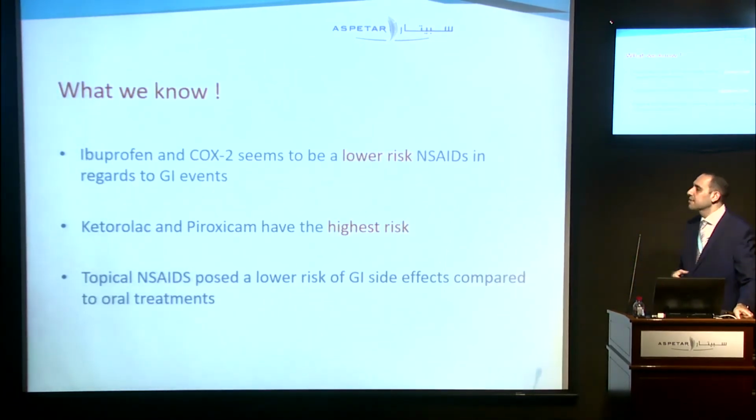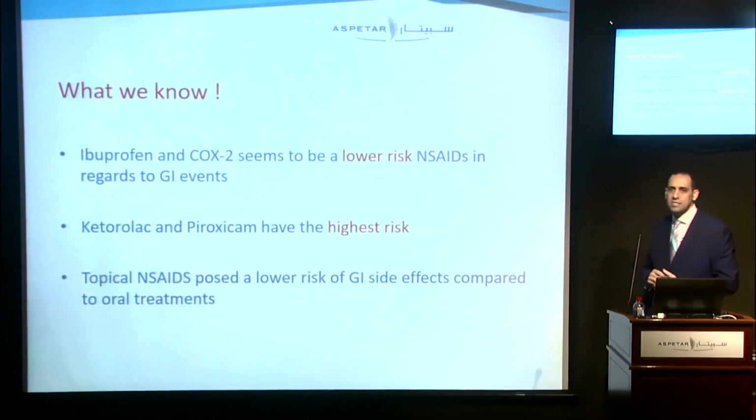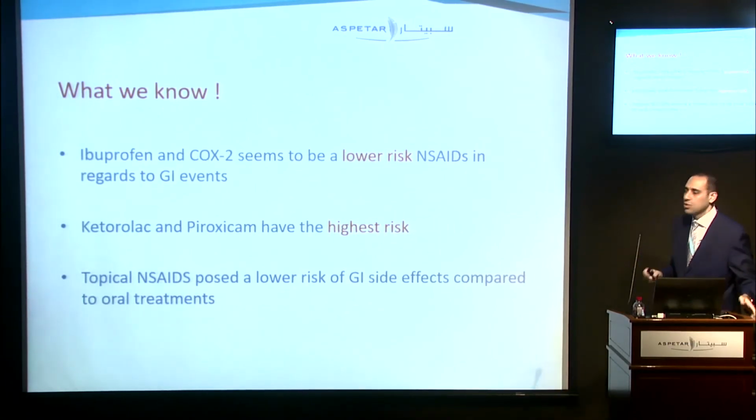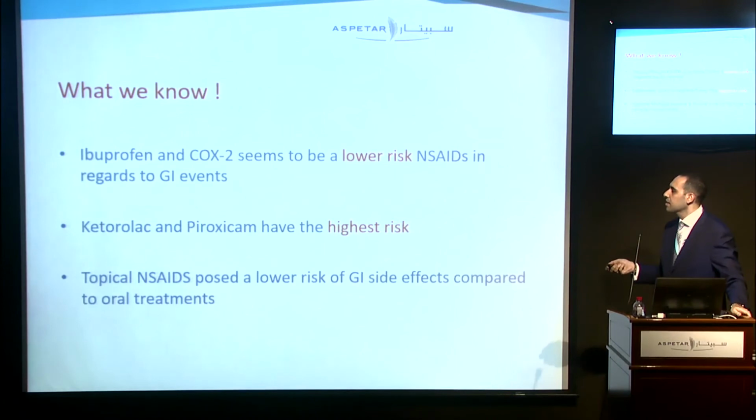What we know from the clinical trials, ibuprofen and the COX-2 inhibitor seem to possess the lowest risk. The risk is there, it's just low, but the risk cannot be eliminated or excluded. Ketorolac, piroxicam, and maybe naproxen possess the highest risk to cause a GI event.